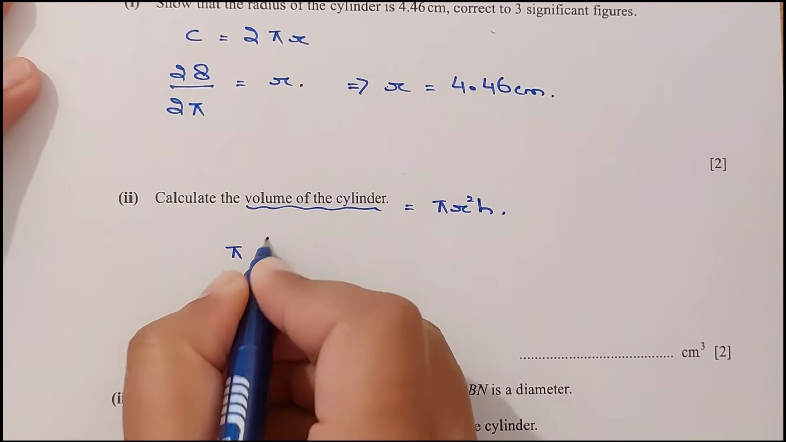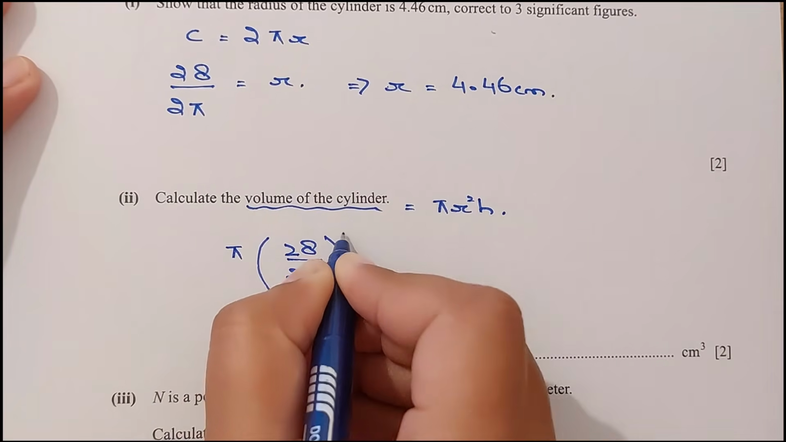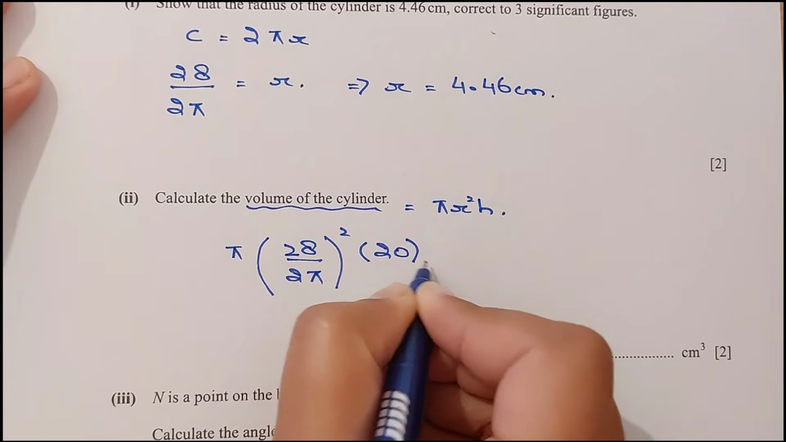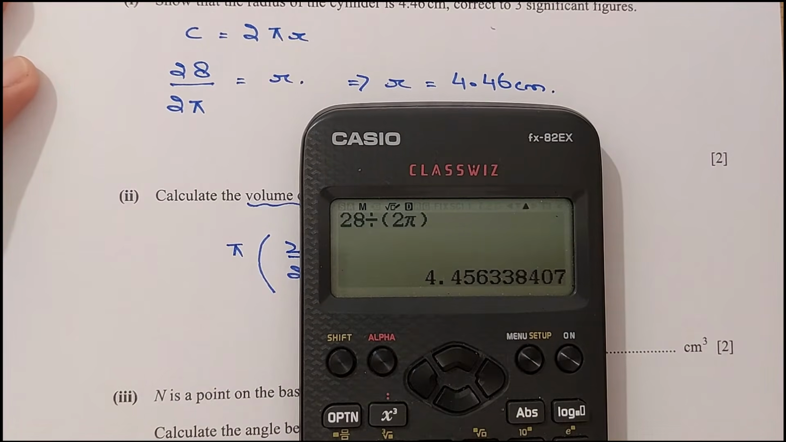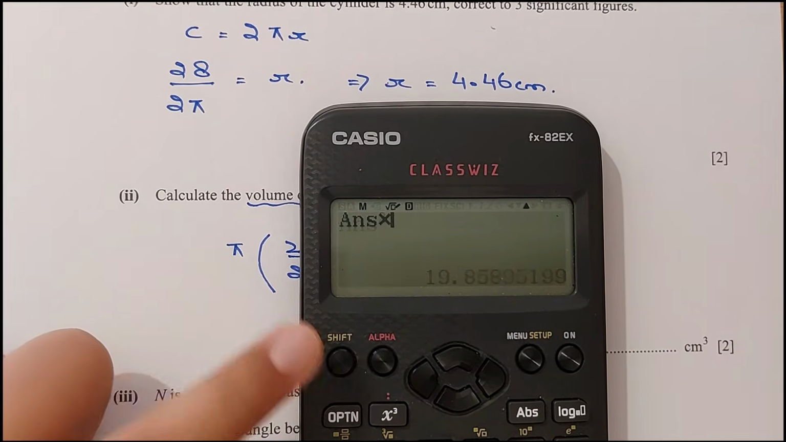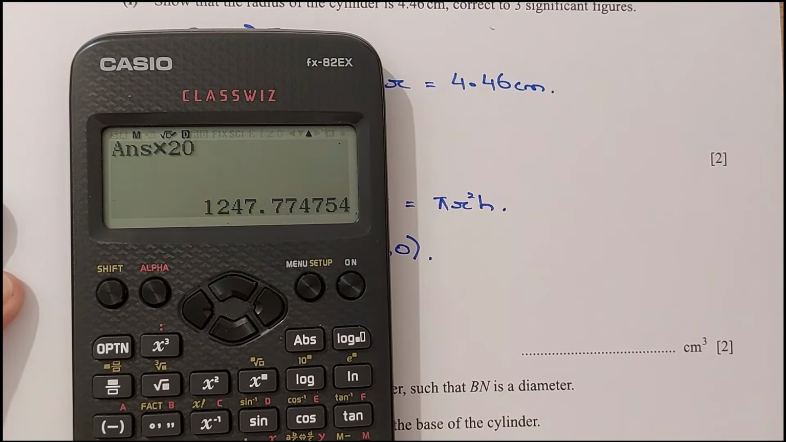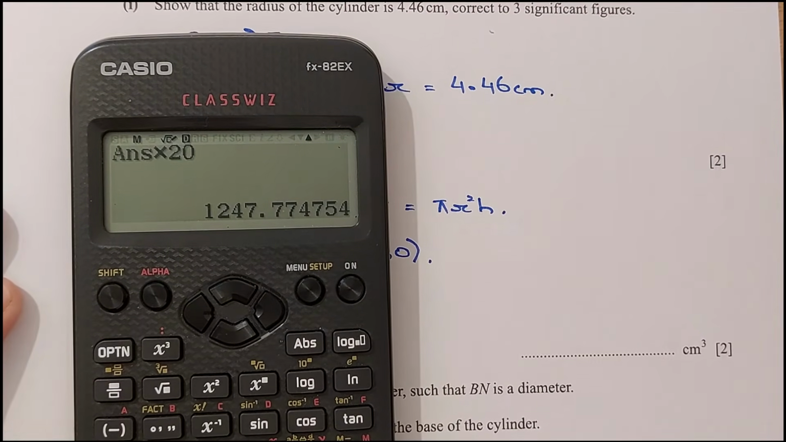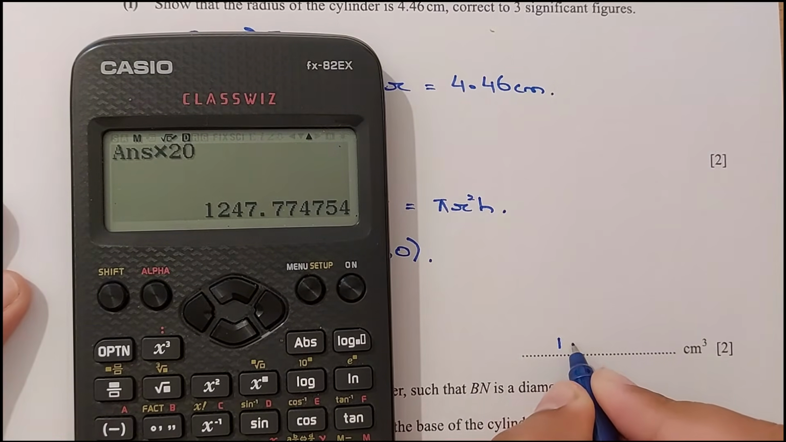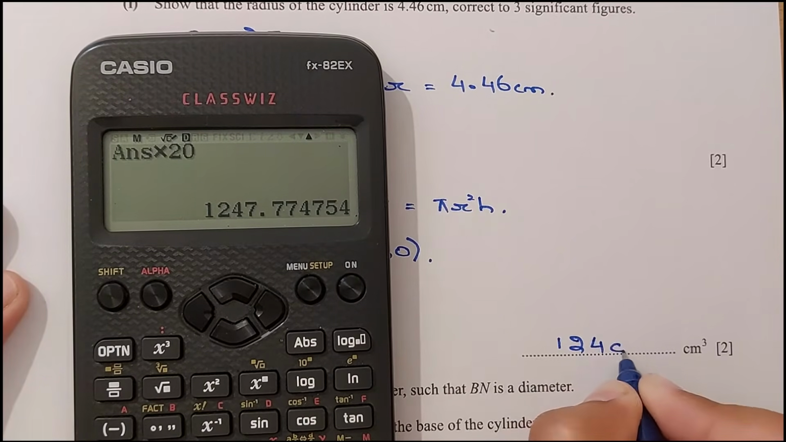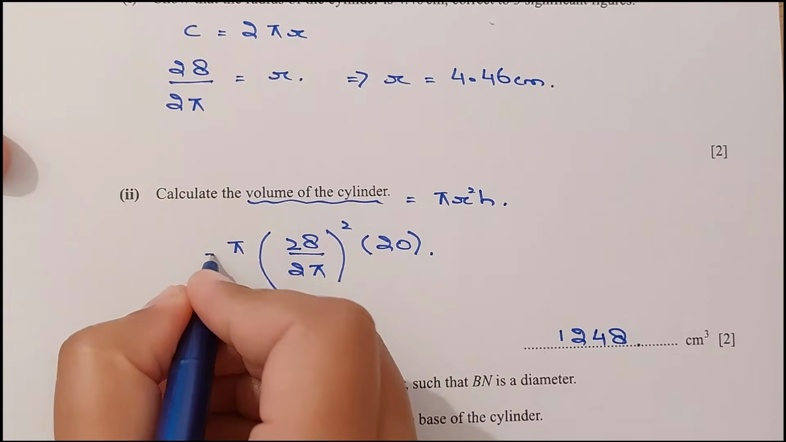So we have pi, the radius is 28 by 2, its whole square, and the height is 20, right? So this is the radius we got, take its square, and times by pi and times by 20. This is 1247.7, so 1248 centimeter cubed if I round it to 1 decimal place. This is the volume of the cylinder.